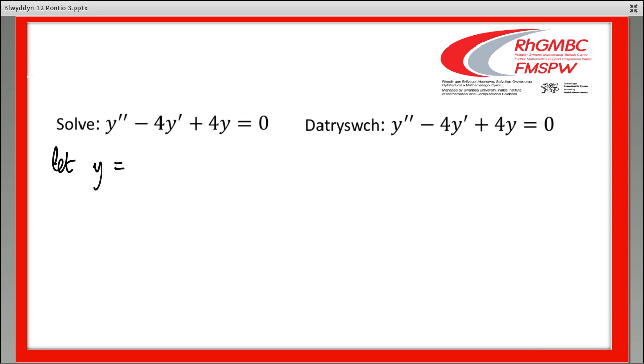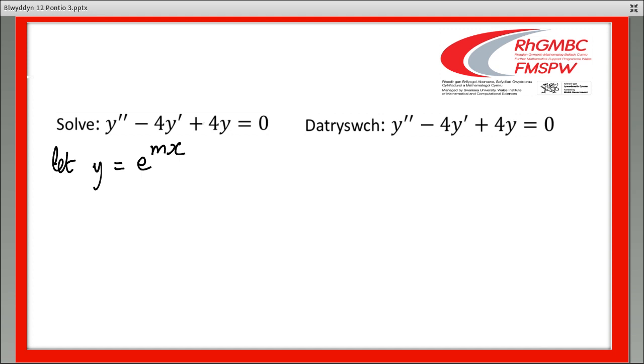Let y equals e to the mx. So we're looking for, because we're almost starting to think now, this is going to give me a quadratic. I'm going to have two values for m, so therefore m1 and m2 are going to be my two components for the answer.